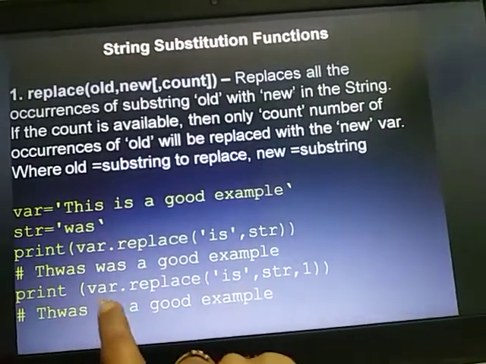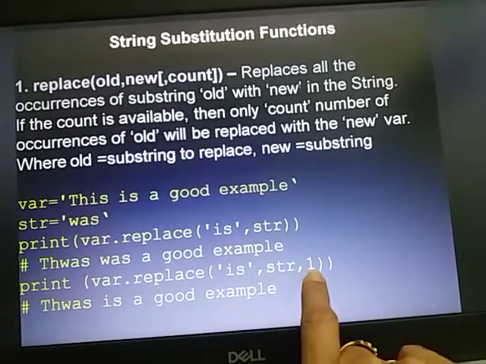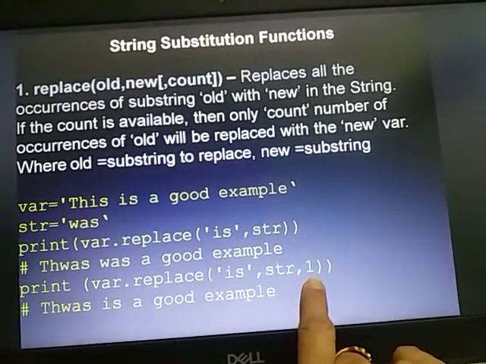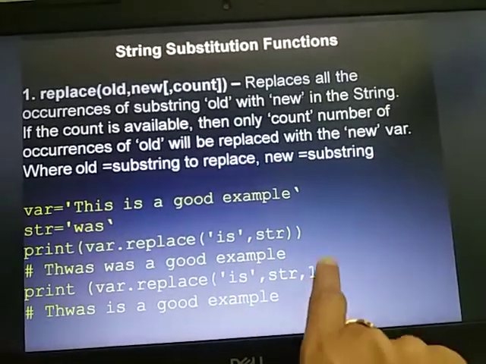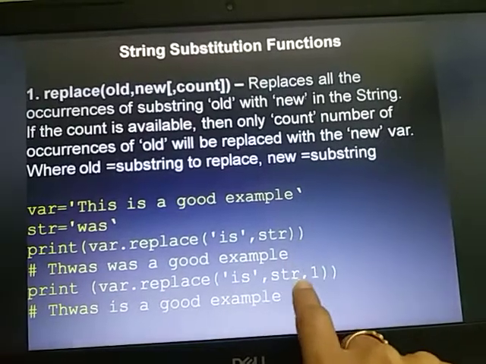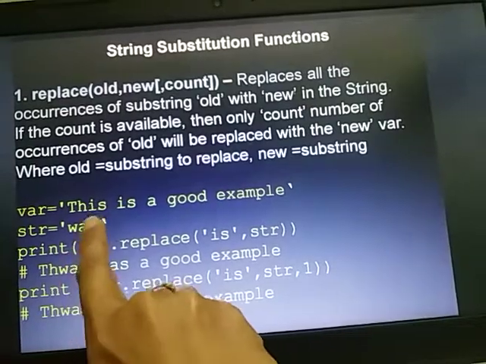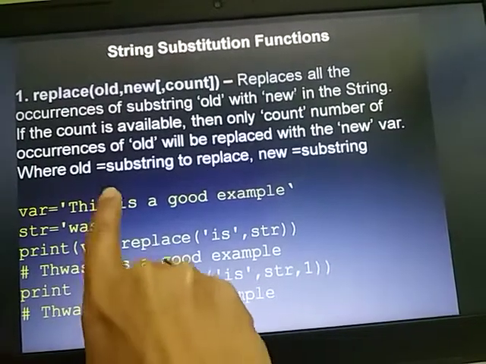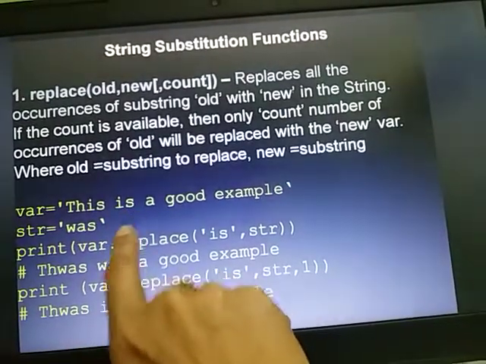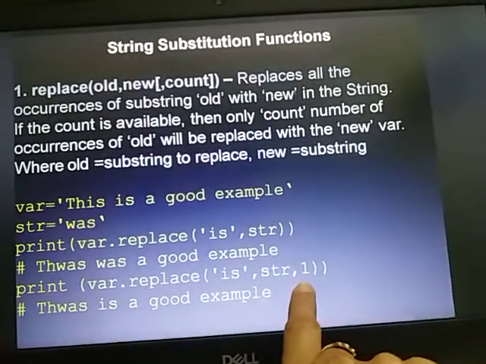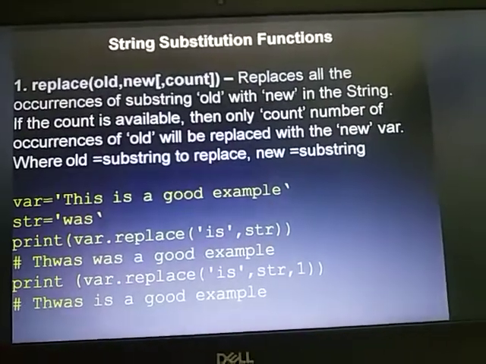Now if we use it with the third parameter, count, the count tells how many times you want to replace this value with a new one. So we said that we want to replace only one time, so in the result you can see only once this is replaced with was. The second is not replaced. Why? Because we have mentioned here that only one replacement should take place.